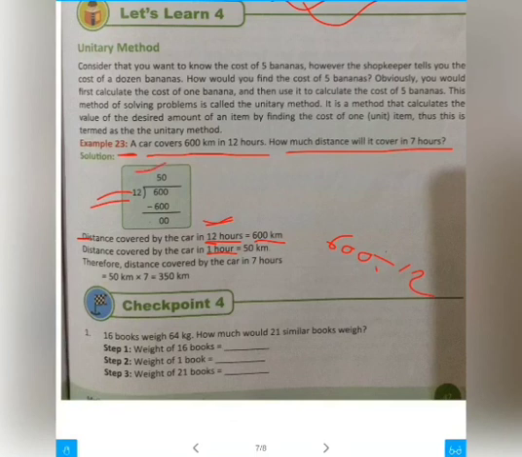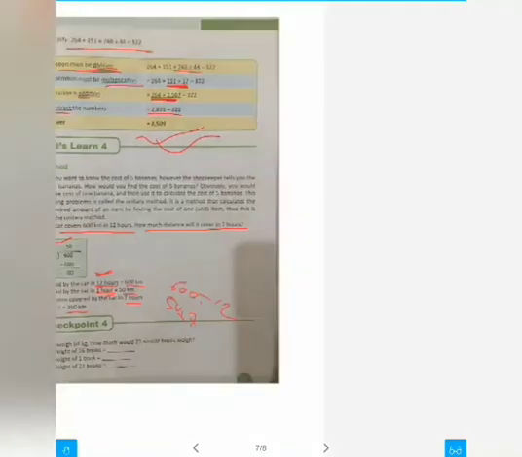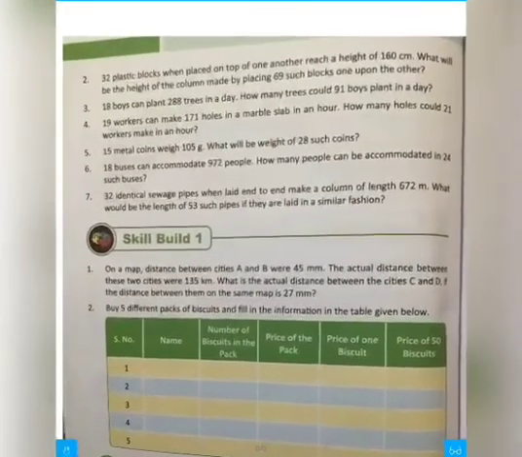So therefore the distance covered by the car in 7 hours: in 1 hour 50, then in 7 hours 50 multiplied by 7, that is 350 kilometers. So in 7 hours the car will cover 350 kilometers. And on the basis of this unitary method, you need to do this checkpoint number 4.